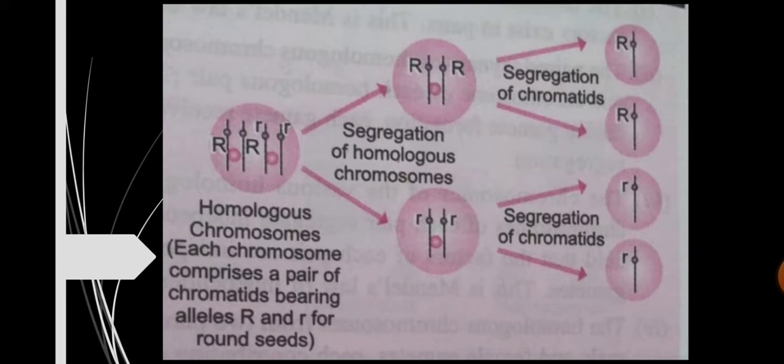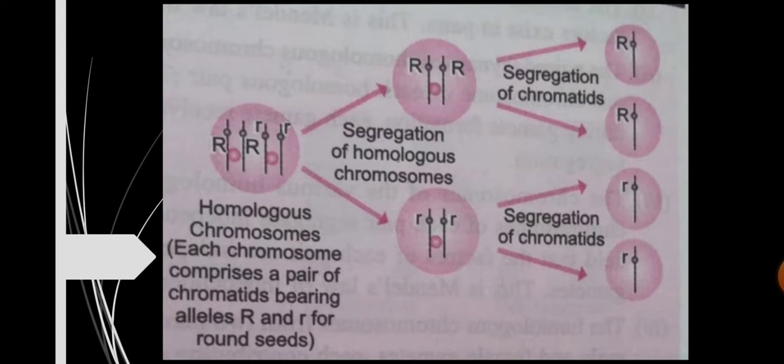In this picture, if you can see, this cell bears homologous chromosomes, one which is received from the father and one which is received from the maternal parent or the mother. Each chromosome comprises two arms called chromatids. And each chromosome bears an allele, capital R on one chromosome and small r on the other, capital R and small r.